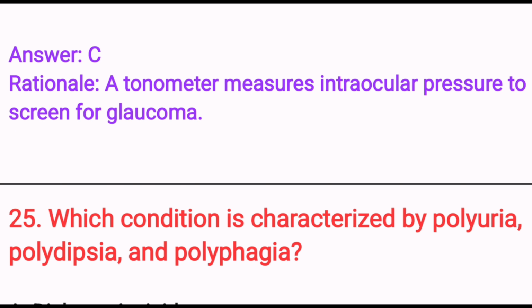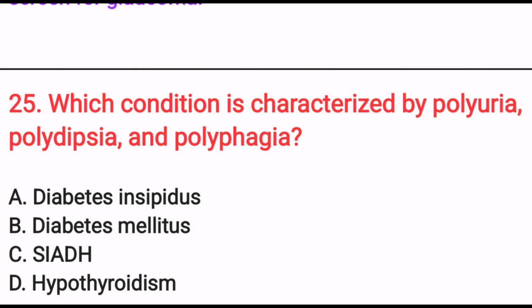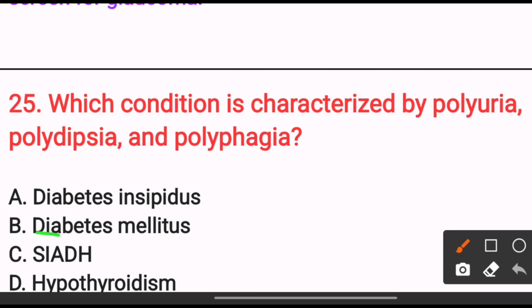Next, which condition is characterized by polyuria, polydipsia and polyphagia? Option A, diabetes insipidus. Option B, diabetes mellitus. Option C, SIADH. Option D, hypothyroidism. The answer is option B, diabetes mellitus. Option B is the correct answer, diabetes mellitus.